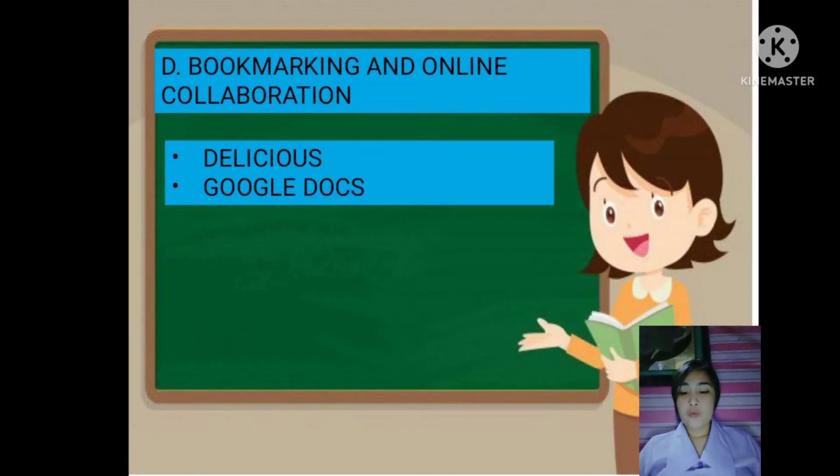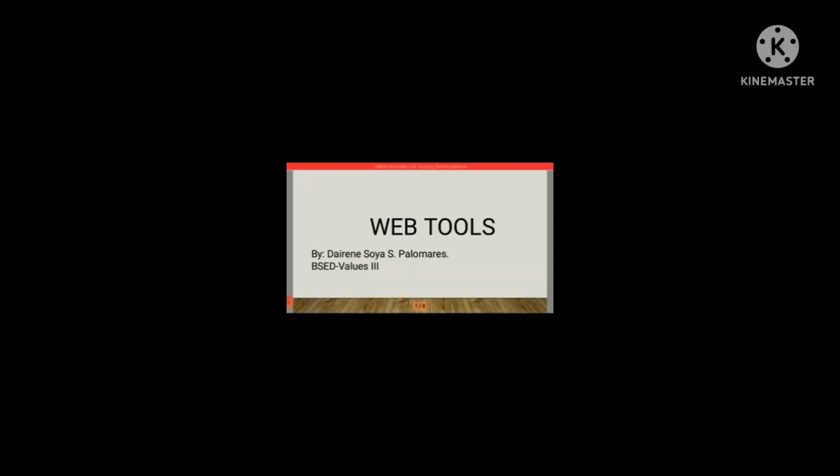Last, bookmarking and online collaboration. Delicious allows you to access bookmarks from any computer, and Google Docs is used to share and work on documents at the same time, making collaboration simple.